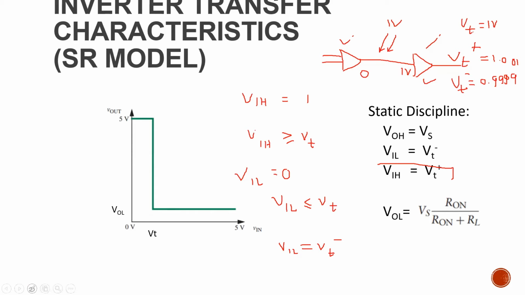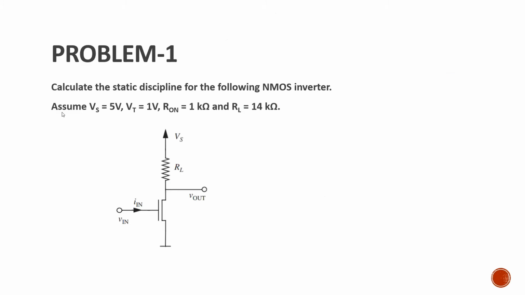Okay. Now let's move on to one numerical. See guys, here calculate the static discipline for the following NMOS inverter. Assume VS is 5 volts, VT is 1 volt, R on 1 kilo ohm, RL is 14 kilo ohm.